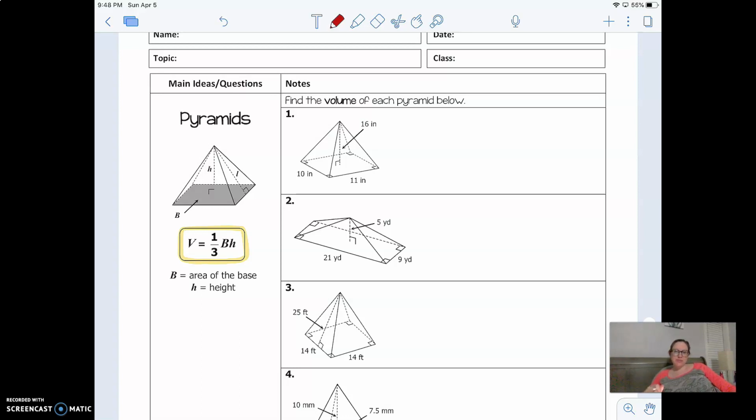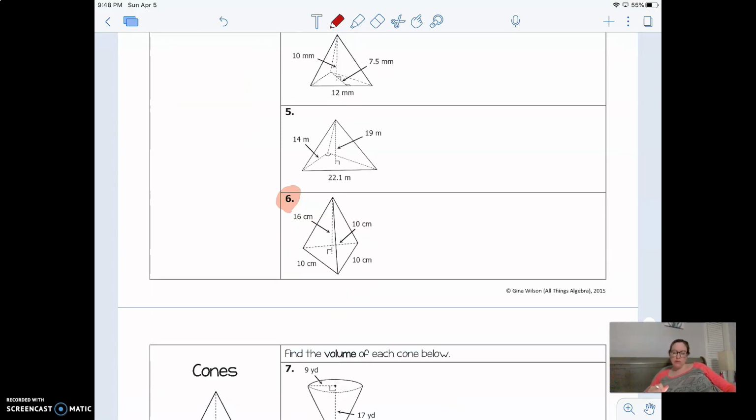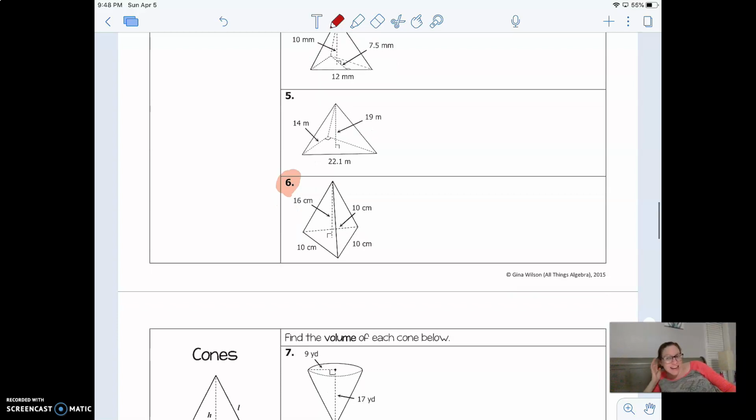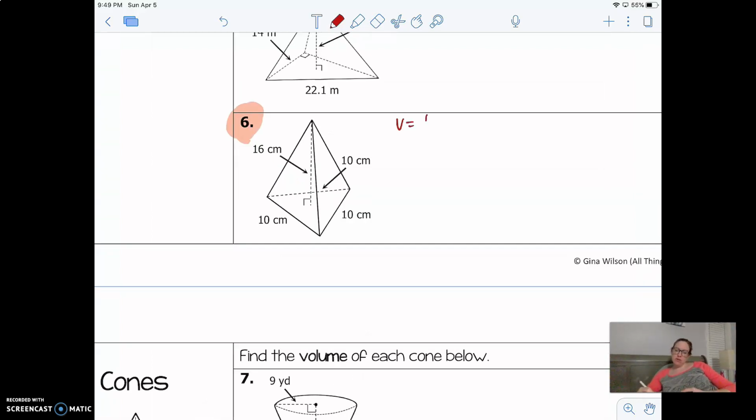Okay, so scroll, there we go, it's a little slow, to number 6 here. All right, and we are going to find the volume of this triangular pyramid. Interesting. All right, so if the formula is 1/3 area of the base times the height, the first thing we want to focus on is the base, right? How do I get area of the base? So the base in this case is going to be this triangular bottom here.